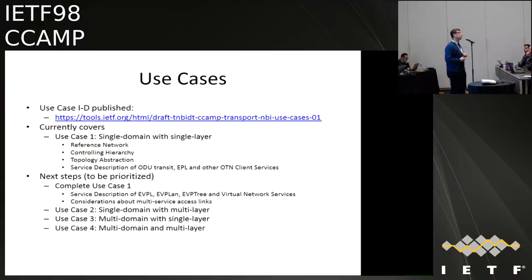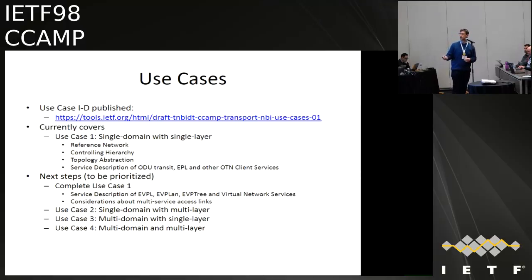What we have done so far is publish a use case document, revision number one, which covers the description of one use case with a single domain and single layer. We have developed an example of a reference network of this type and how this network can be controlled. We have assumed some topology abstraction, for example, that for a single network, the PNC can provide all the details to the MDSC. And we have started to describe a few services that this network can provide.